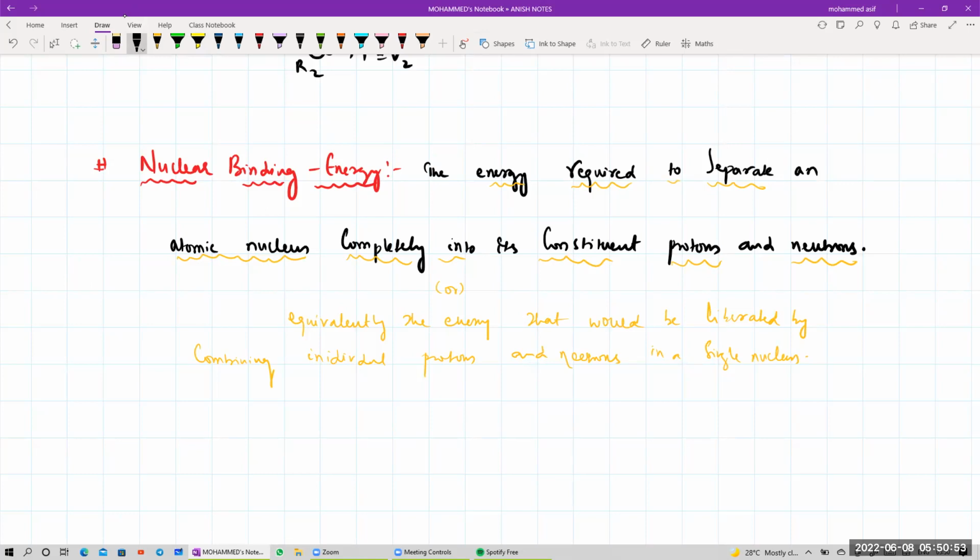Now, what happens while binding? Z into proton plus A minus Z into neutrons must give you the formation of some nucleus, plus a certain energy. That energy is known as binding energy. The energy that is liberated in the formation of the element when a proton and a neutron combine is what we call binding energy. Clear?